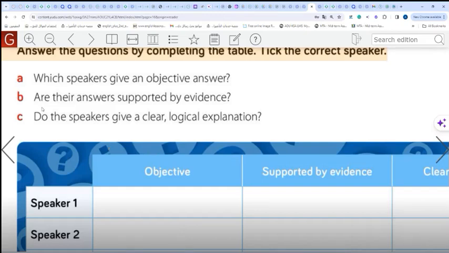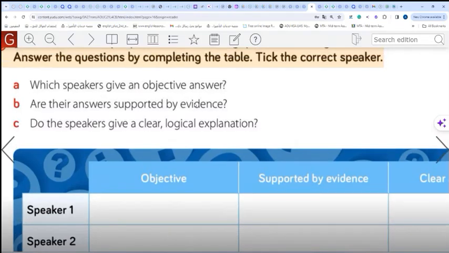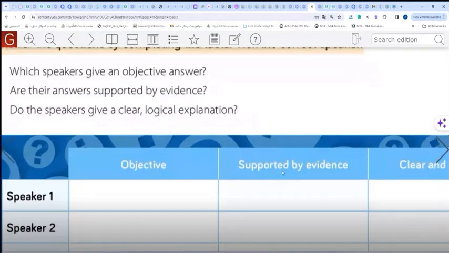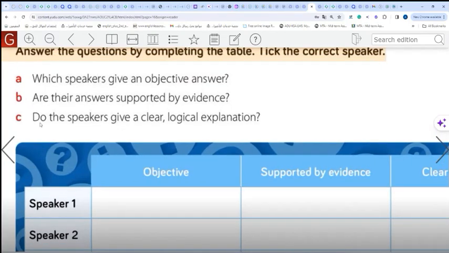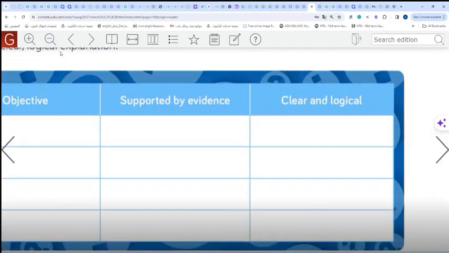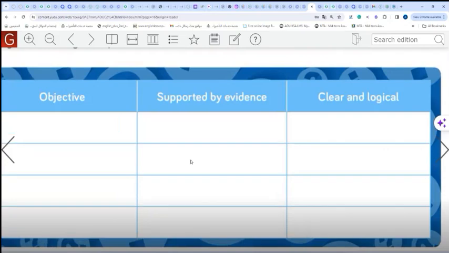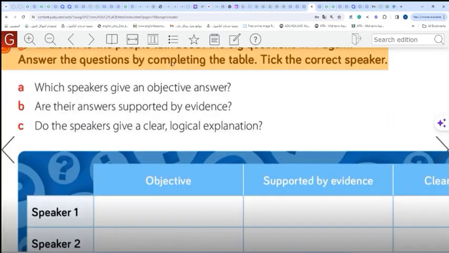Okay? For example, which speakers give an objective answer? Number B, are their answers supported by evidence? Number C, do the speakers give a clear, logical explanation? So this one, let's listen and check together.